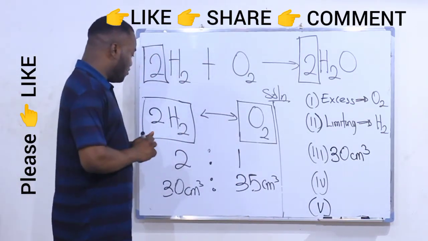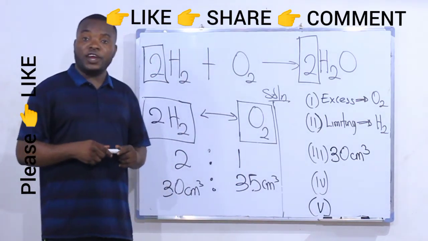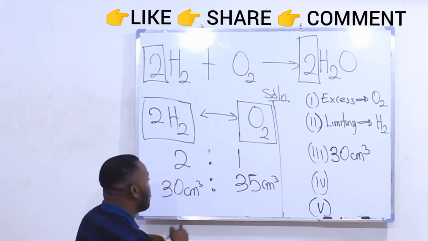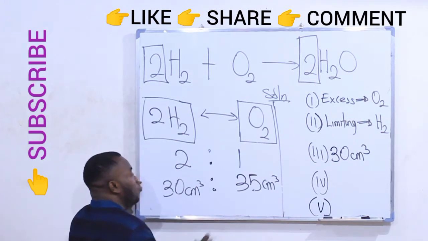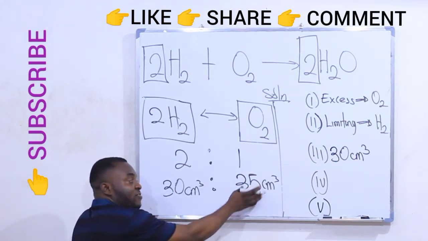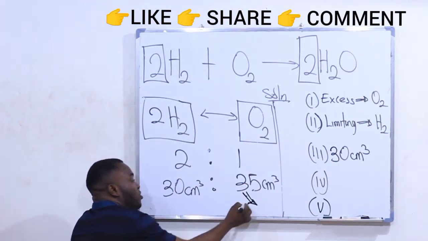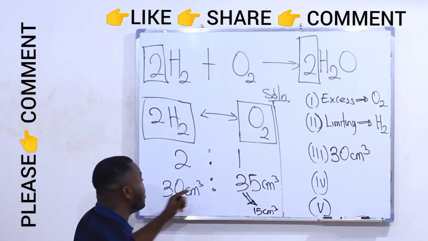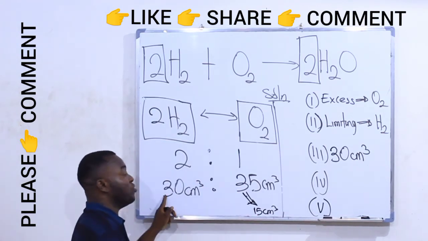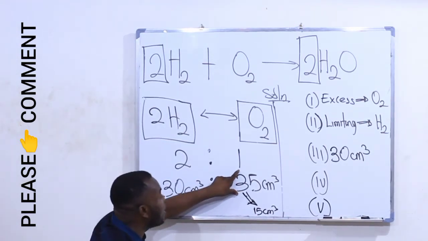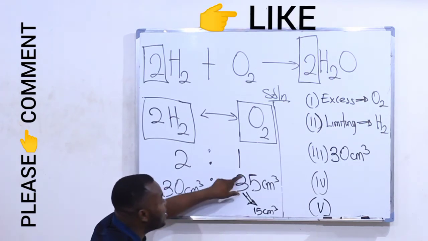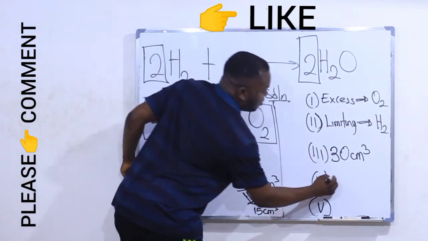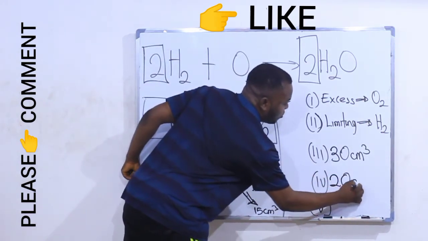The 4th question says, find the volume of the unreacted oxygen. As you know, the oxygen is in excess. What I'm supposed to have for oxygen is 15. So inside this 35 that is mixed, the quantity that will be able to react with this 30 is 15 cm³. The rest will not react because it is 1:2. 15 will go with 30. So the volume that will not react, out of 35, 15 will react. It means that 20 will not react. So the volume of unreacted oxygen is 20 cm³.